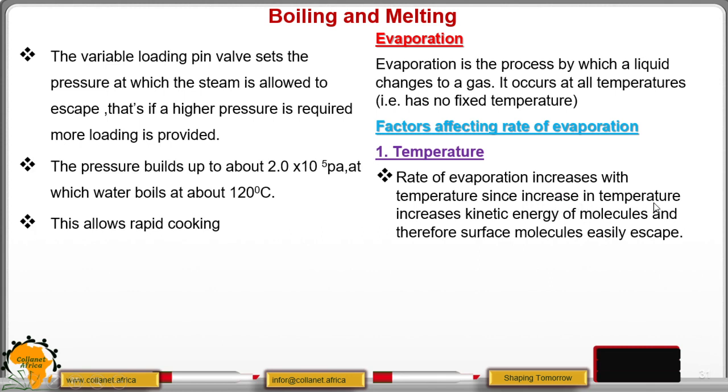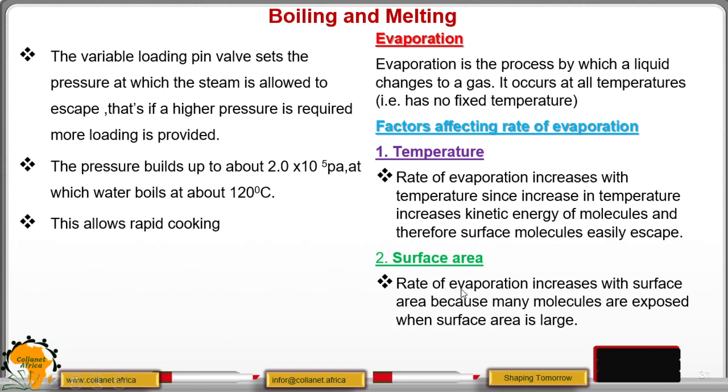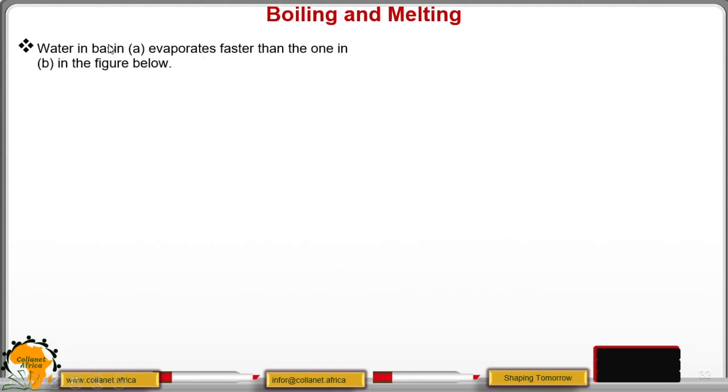Since an increase in temperature increases the kinetic energy of molecules, the surface molecules easily escape because they have gained a lot of kinetic energy. Then number two, we have the surface area. The rate of evaporation increases with the surface area because more molecules are exposed when the surface area is large, as shown in this diagram. Water in basin A, which is wider, will evaporate faster than that in B, which is thinner, because more molecules are exposed here.